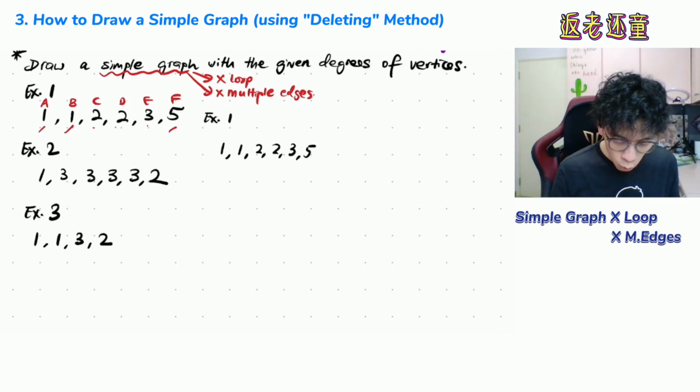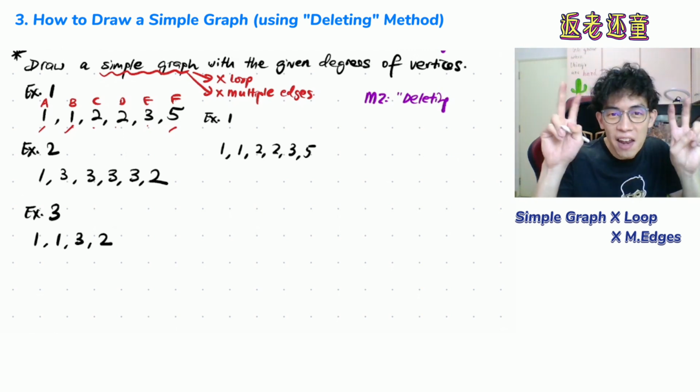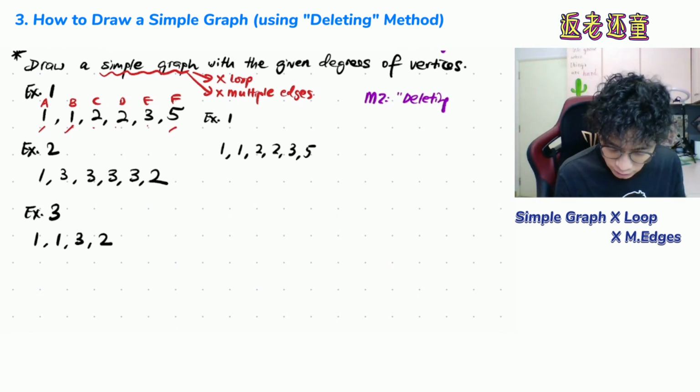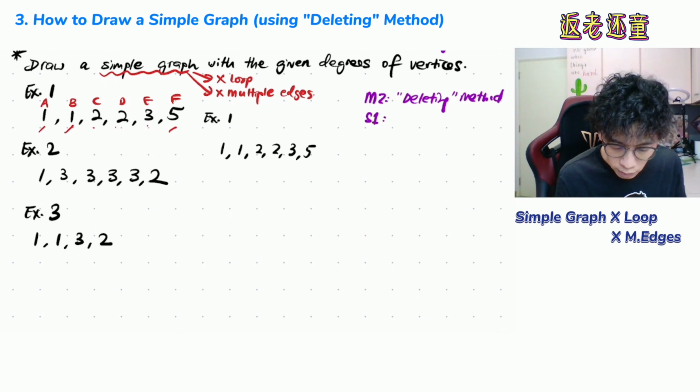So what are the steps of this method that you're going to understand? First, you're going to understand this very important thing. Now, this method is the teacher Chan's deleting method, the 返老还童 method, the deleting method. So the first step, whatever creative way you use, or maybe this deleting method, your step number 1 is to always sum up the degrees.